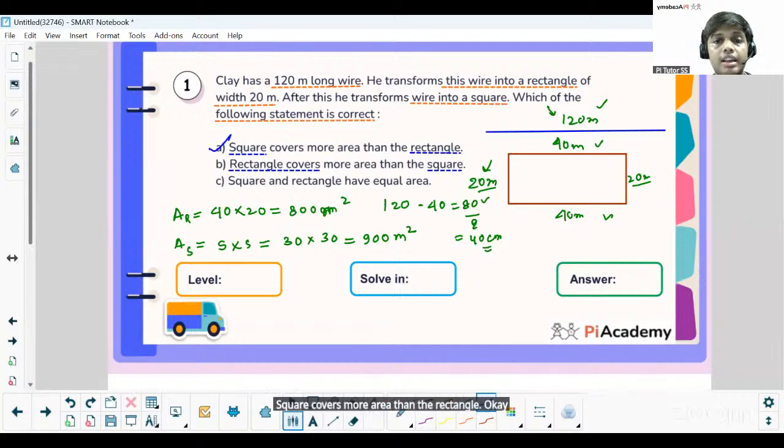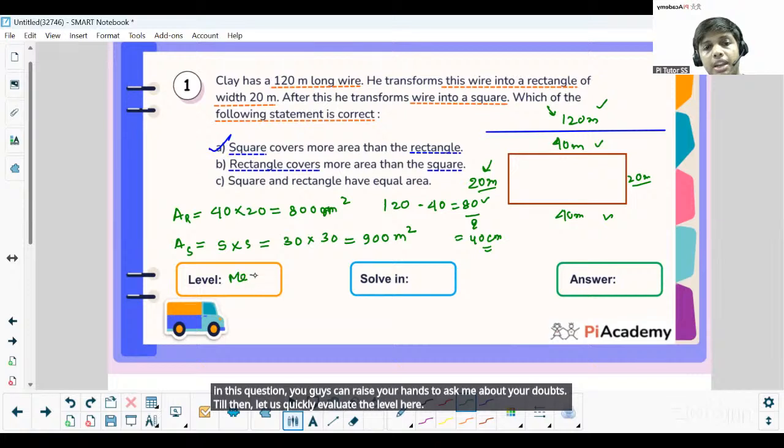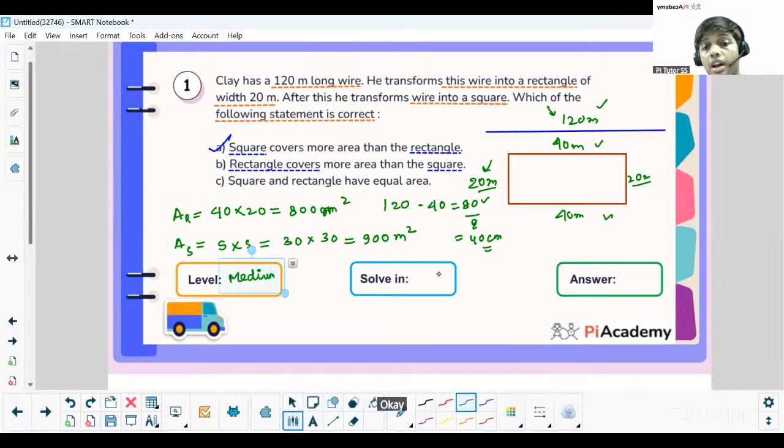Okay. Anyone having any doubt in this question, you can raise your hands to ask me. Till then, let us quickly evaluate the level here. The level of the question is medium. You have to solve this within 1 minute, 30 seconds. And the answer is going to be option A.